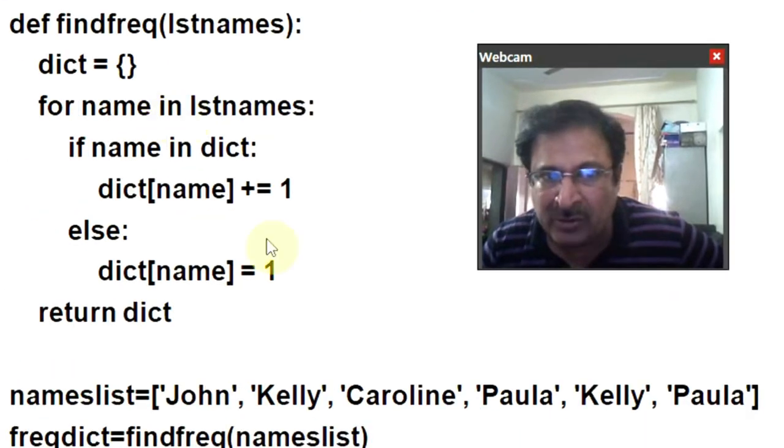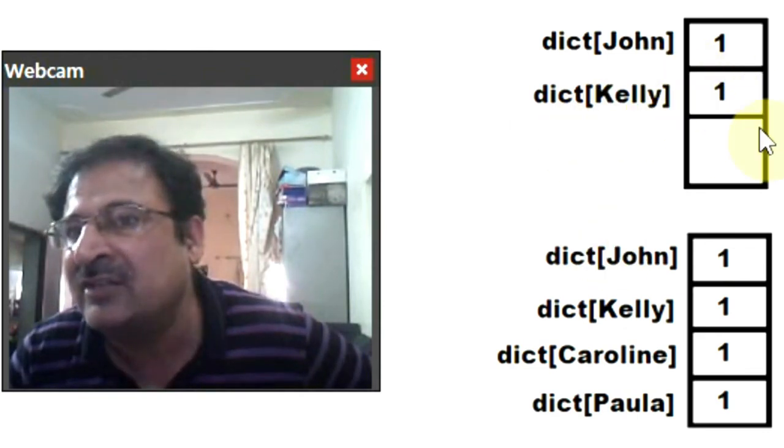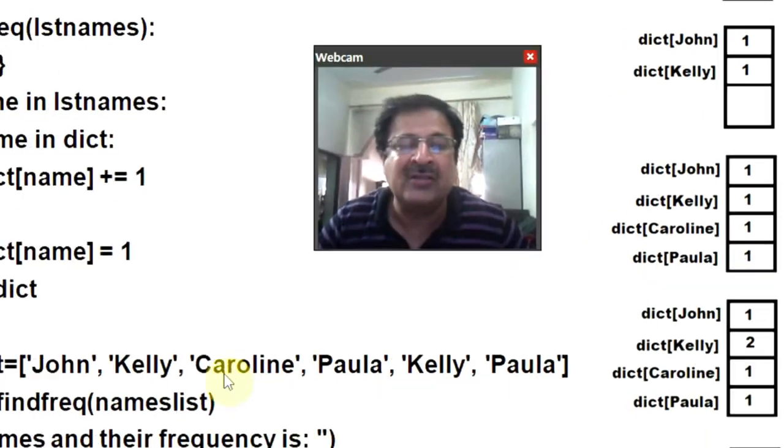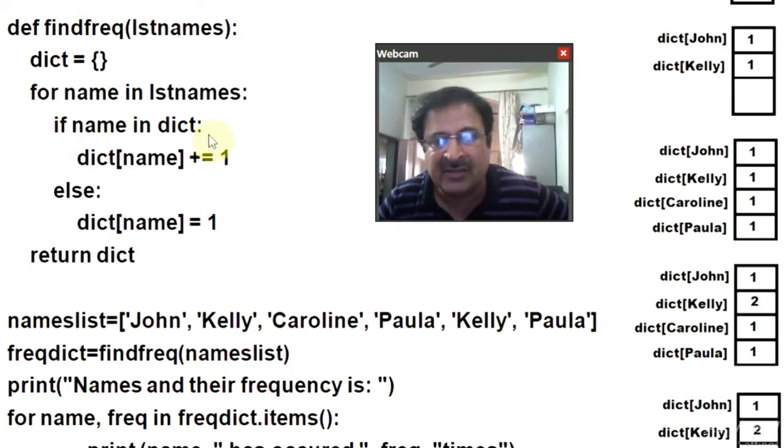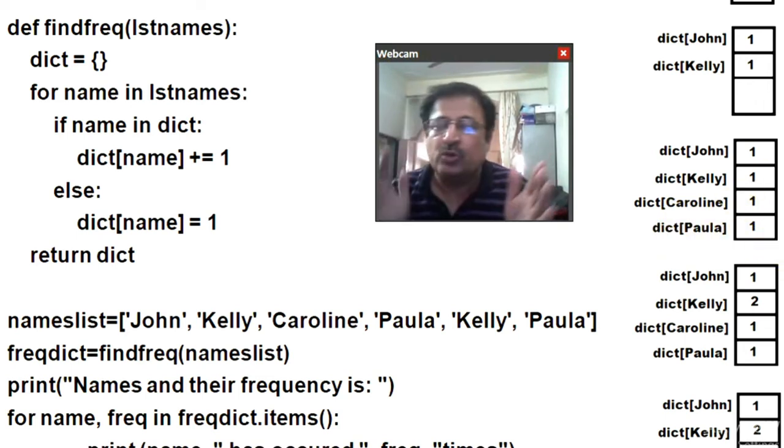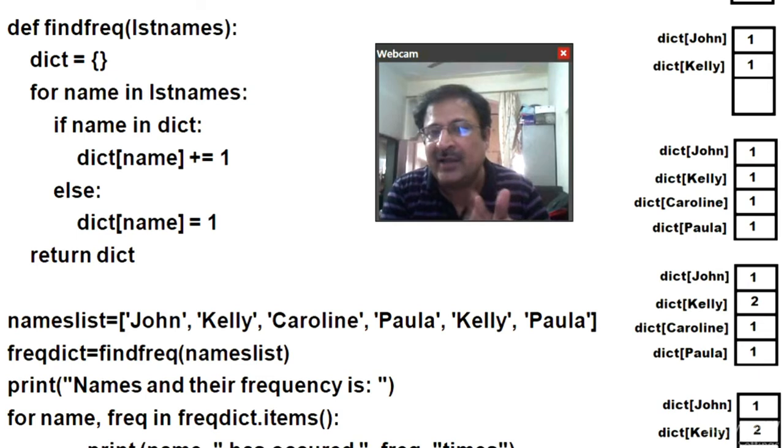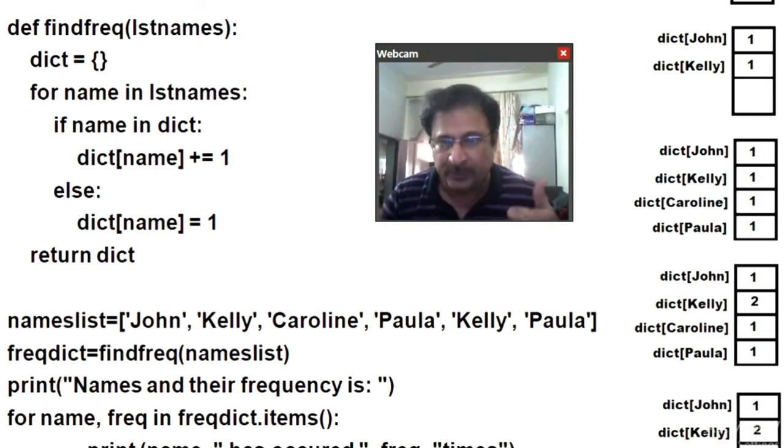Again, the for loop will be executed. The next list item will be assigned to the variable n. Does this Kelly exist in the dictionary? No. Control will come over here. Dict Kelly, that is in the index location Kelly, one value should be assigned. So see, dict Kelly is assigned the value 1. Okay. Next list item is Caroline. Does it exist? No. So dict Caroline is equal to 1 is assigned. Paula will be assigned value 1. So the 4 keys, John, Kelly, Caroline and Paula are assigned value 1, right?